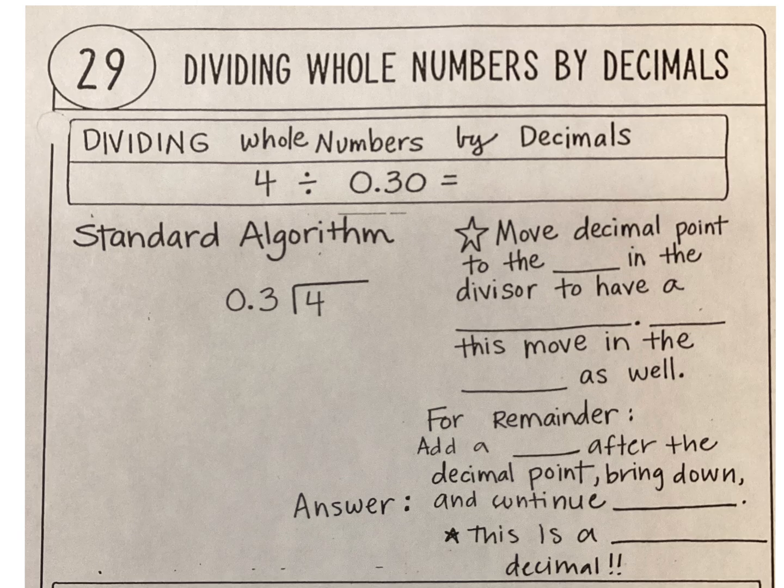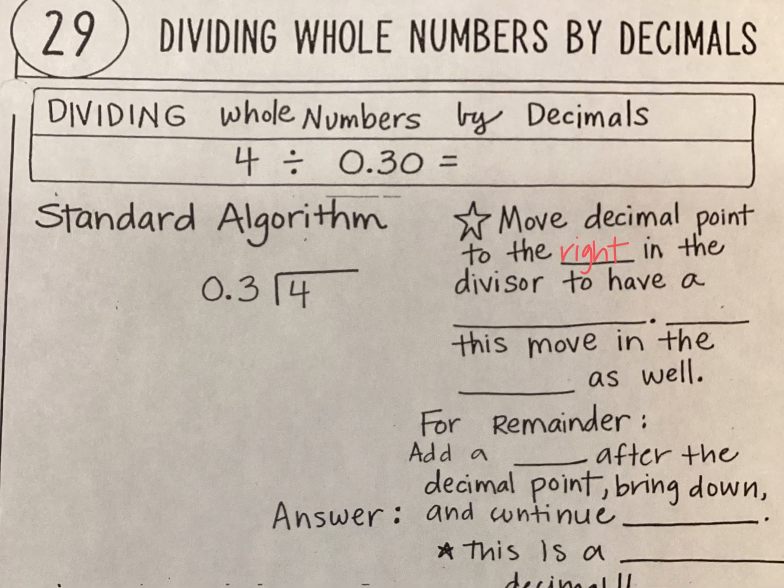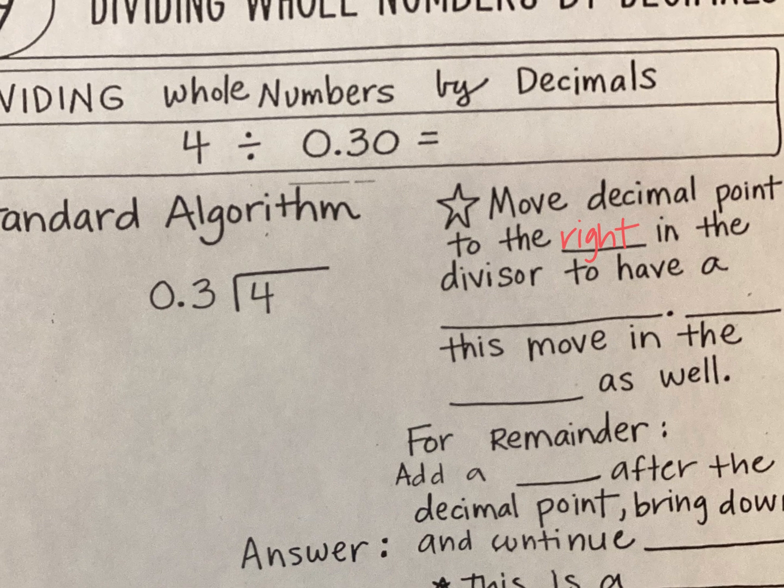The first thing that you have to do is move the decimal point to the right in the divisor. This is why it's important to know what the divisor, dividend, and quotient are in a division problem. You're going to move the decimal point to the right in the divisor to have a whole number. So you want to make sure that you are moving that decimal as many times as needed until that decimal number becomes a whole number. Then you will match this same movement. If you move it 1 time or 2 times or 3 times, you will match that move in the dividend as well.